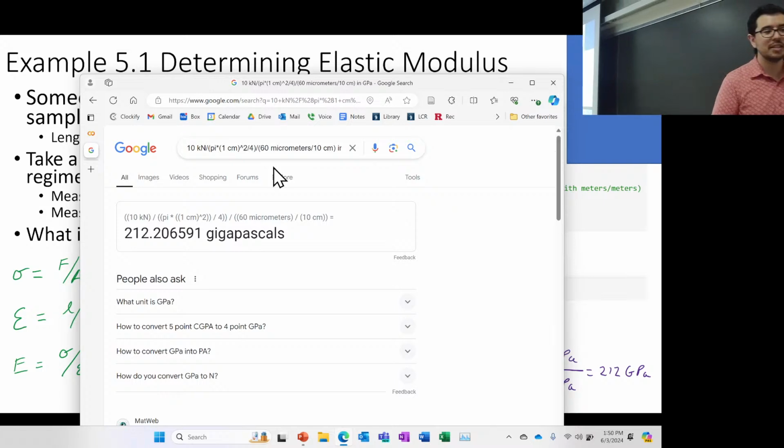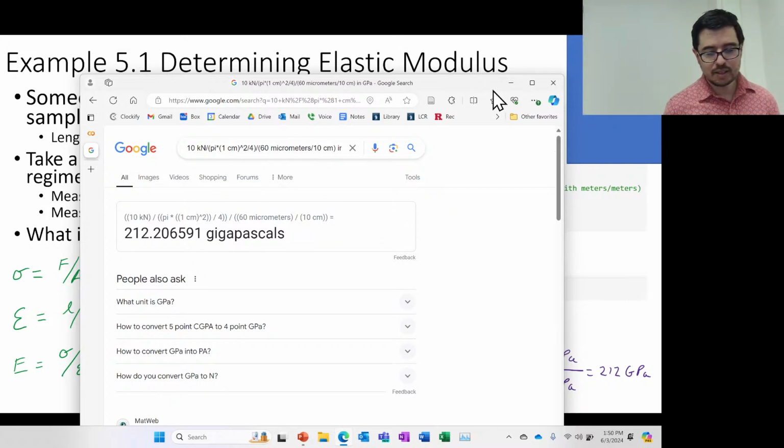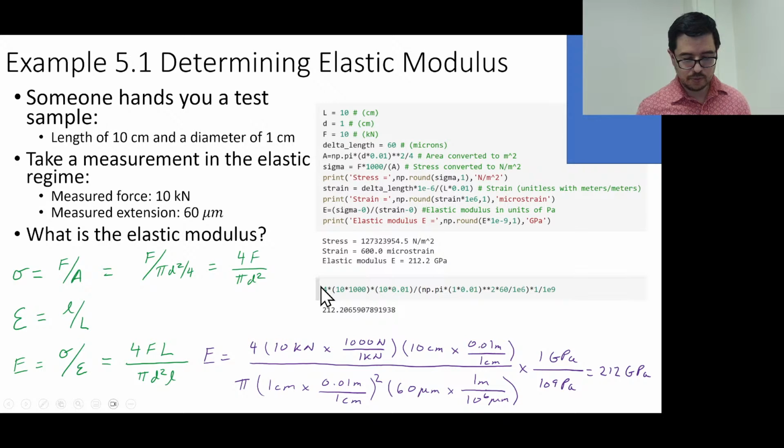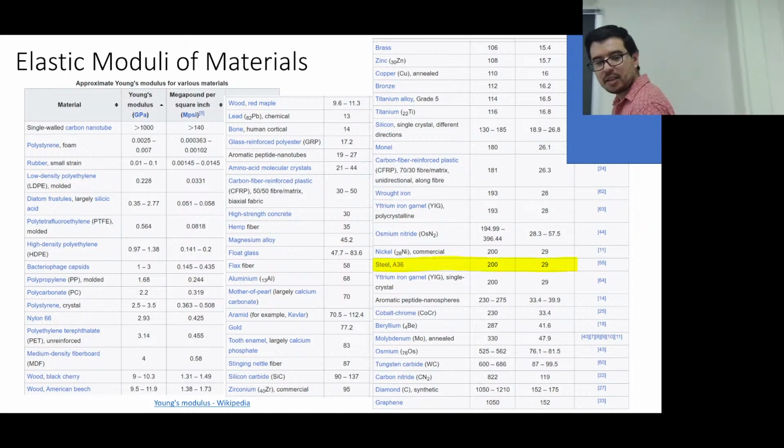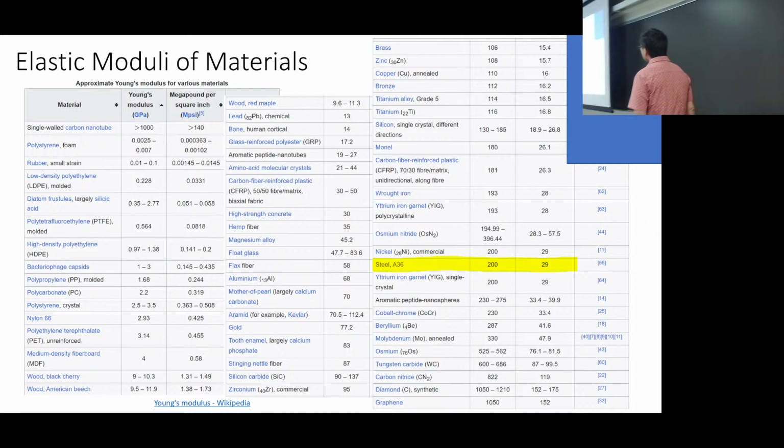Questions? Comments? All right. So this is a nice way to keep track of your stuff. All right, so lots of elastic moduli. Okay. This is steel.